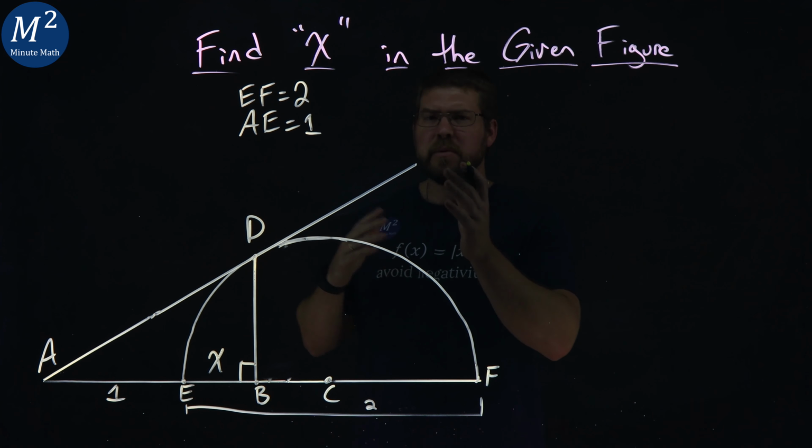All right, first things first, I notice here if EF, the diameter, is 2, our radius is equal to 1. Cut it in half, pretty easy. And with our radius, we can probably draw a radius here from C to D. So let's connect CD here. We connect CD, and that length here is 1.